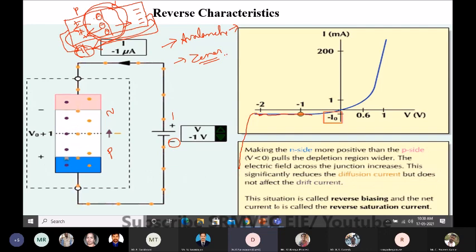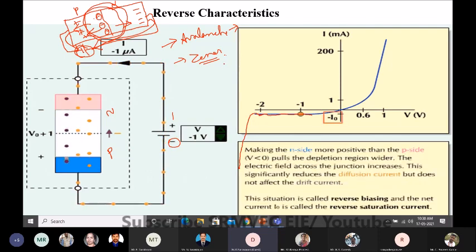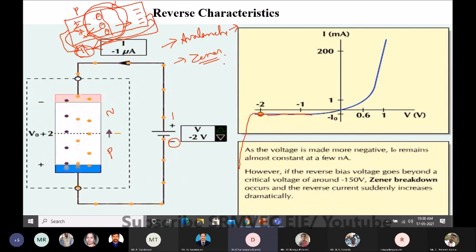in such a way that at a particular reverse bias voltage, this happens. This happens due to the doping concentration. Doping means adding of impurity. So that plays a major role in how many free charge carriers will be available inside. Okay, so this will be happening.